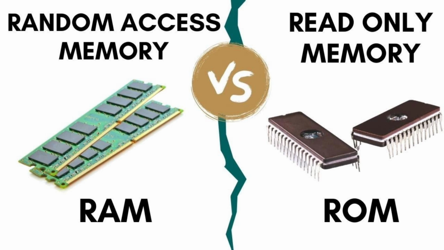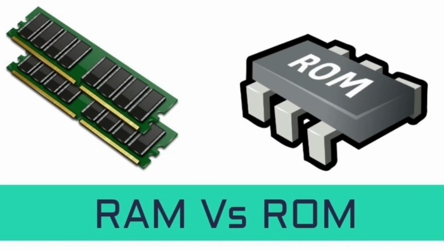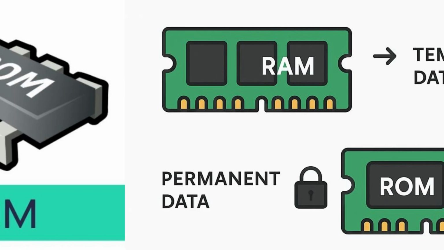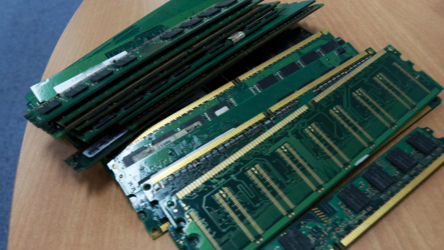Let's start with RAM. RAM stands for Random Access Memory. It is a type of temporary memory that stores data and instructions that are currently being used by the CPU. Whenever you open an application, play a video, or browse the internet, the data is loaded into RAM so that the CPU can access it quickly. RAM is very fast, which is why it helps your computer run smoothly.